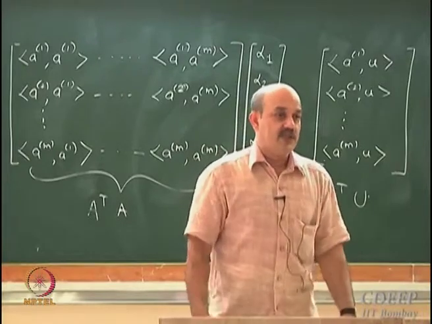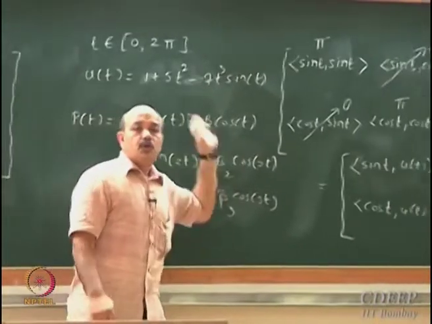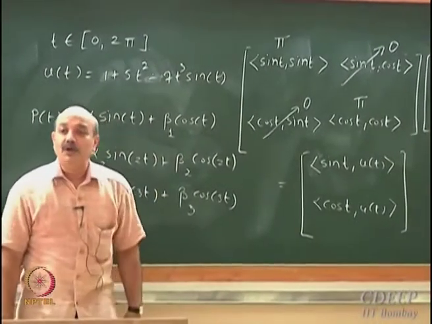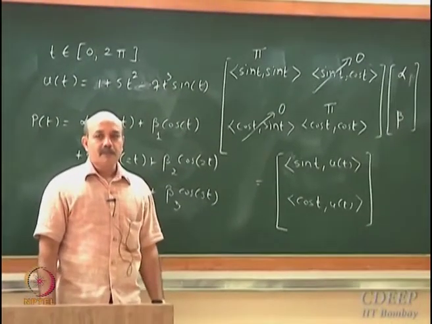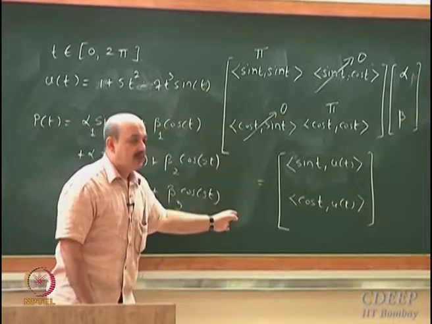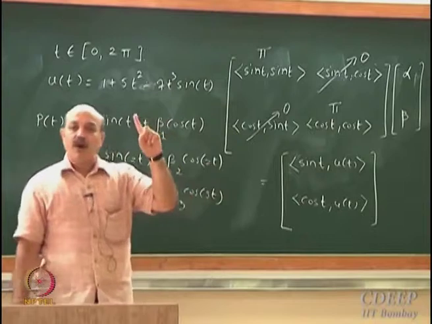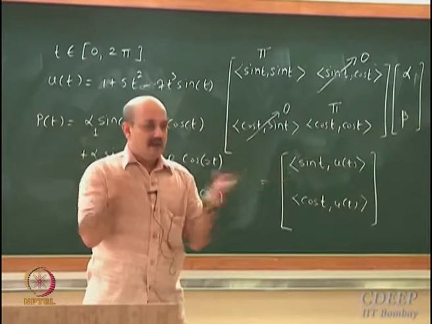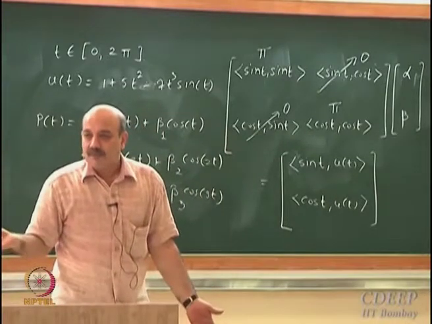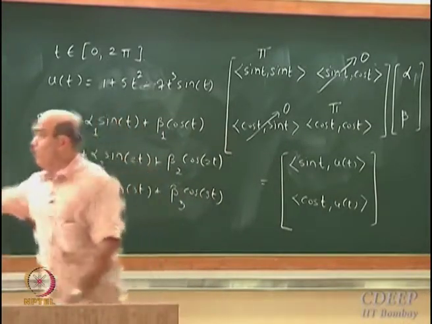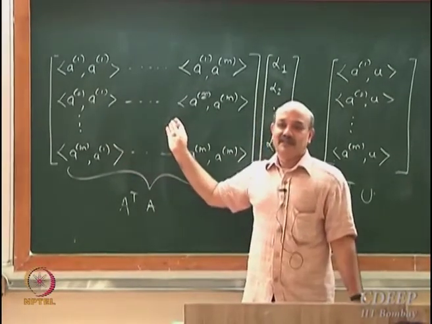But there is one more thing I want to tell you. Right now I have chosen these vectors to be orthogonal. I have not chosen them to be orthonormal. If I choose them orthonormal, what will happen? What is the property of orthonormality? The inner product between ai and aj is 0, and with itself is equal to 1. What will happen to this matrix if I take orthonormal vectors? This will be the identity matrix.